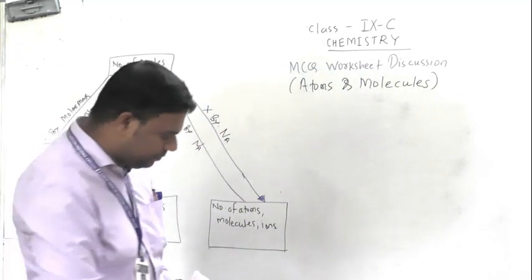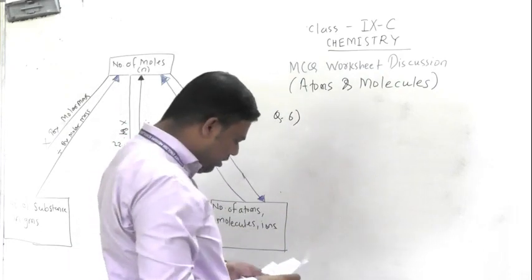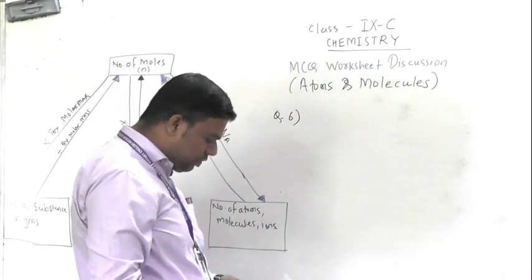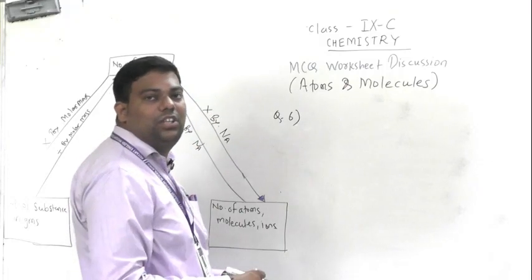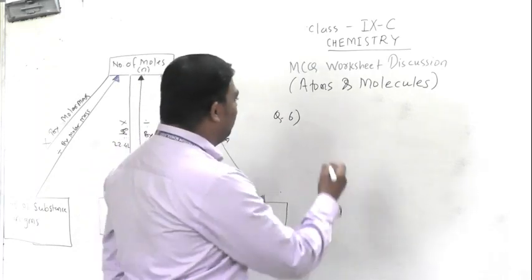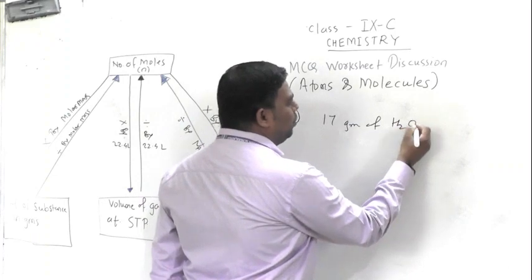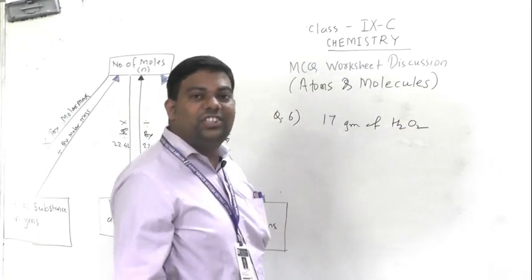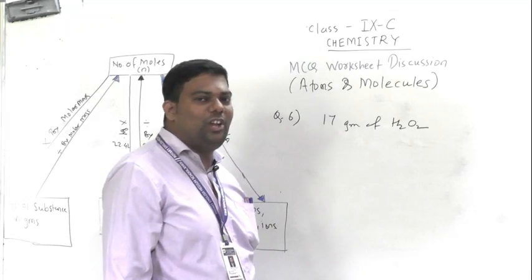So see here, question number 6, very simple. The number of moles present in 17 gram of H2O2. So in 17 gram of H2O2, you must know the molar mass of this.